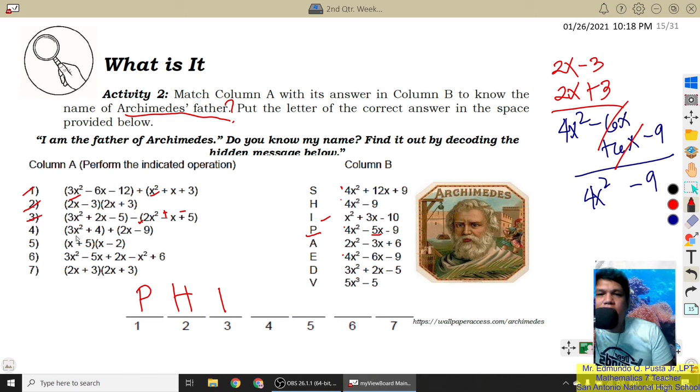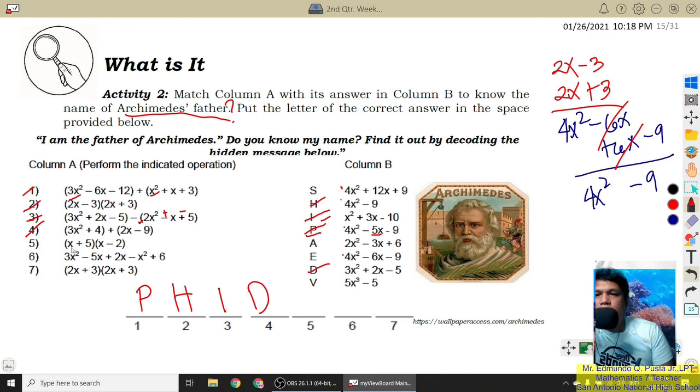How about this one? 3x squared plus 4 plus 2x minus 9. So we have 3x squared, wala siyang kaparehas. 2x wala rin. So 3x squared plus 2x minus 5. So D. Okay. So ilan na lang? We're done with this. We're done with this. We're done with I. We're done with D.